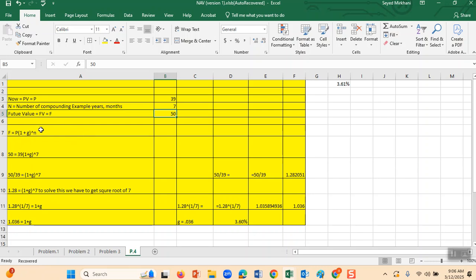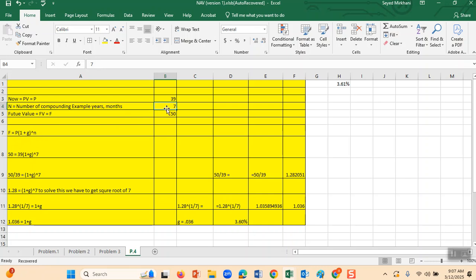And this is the formula that, although it looks strange, you have seen. It is a very foundational formula for all business and finance, for time value of money. F means the future value of the money. We already know F here, that's 50. P means present value. We already know that is 39. N means number of years. We have it for 7 years.